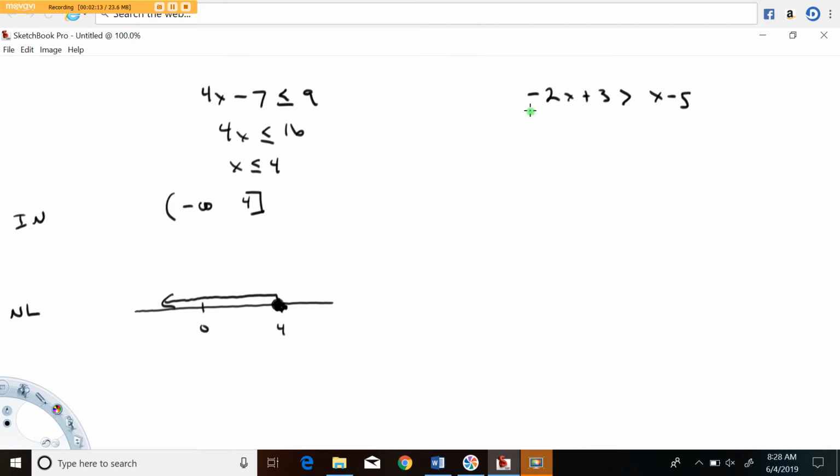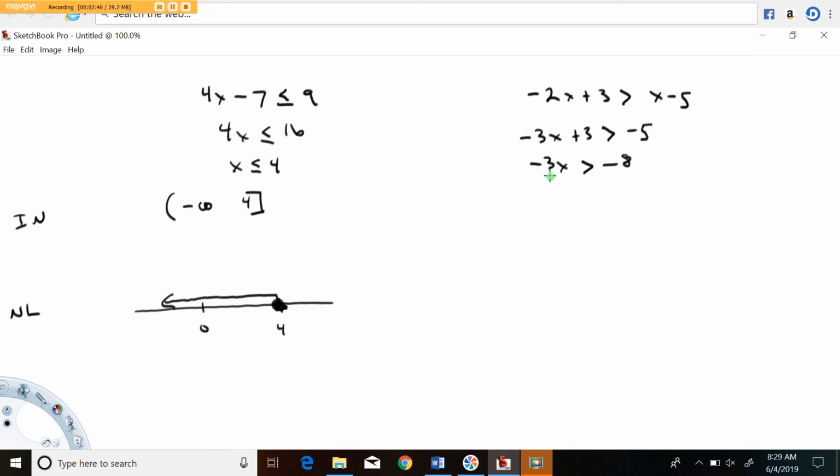All right, over here, let's take a look at this one. Again, this is minus 2x plus 3 greater than x minus 5. And this one is strictly greater than, no equality on it. Again, just treat it like an equal sign. We might start by subtracting x from both sides to get all our x's together. The new line: minus 3x plus 3 greater than minus 5. Then we might subtract 3 from both sides: minus 3x greater than minus 8.